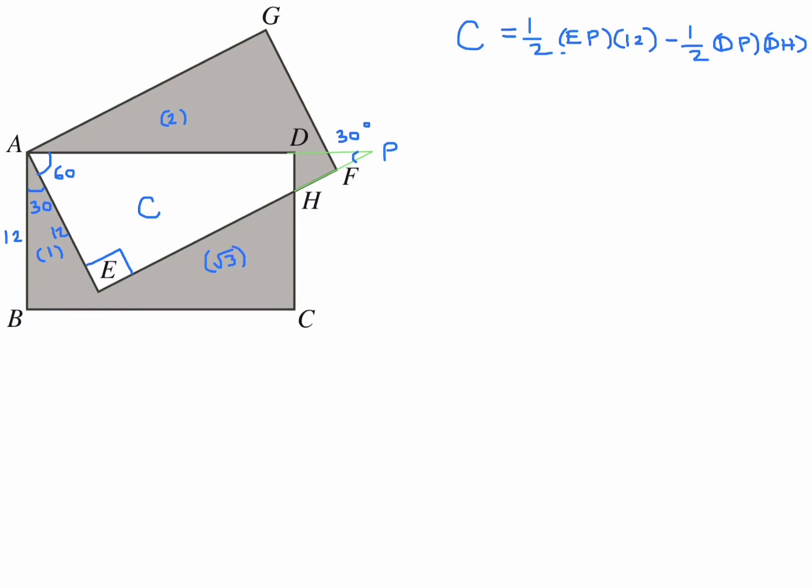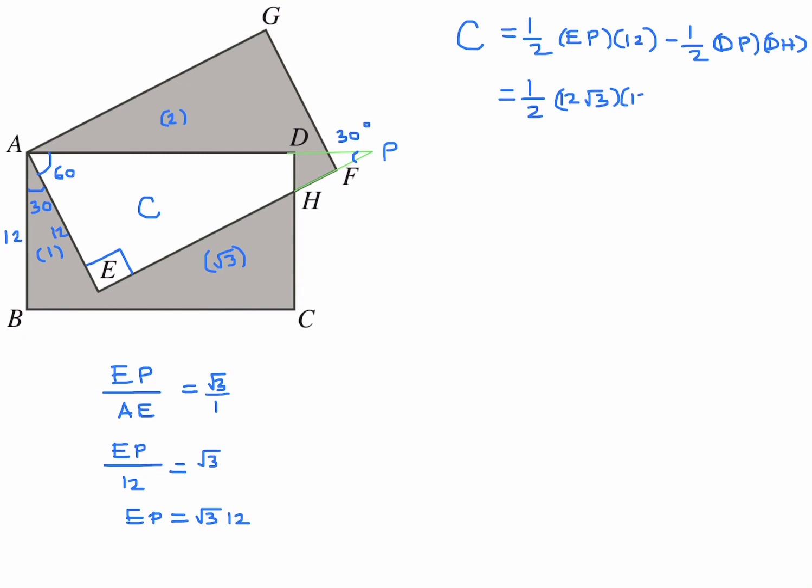So to figure out the numerical value of EP, I can use the ratio. EP over AE is √3 over 1. So EP over AE, which is 12, is √3 over 1. So therefore, EP is equal to √3 times 12. So I'll put that in there. We've got 12 √3 times 12. And this, of course, stays the same.